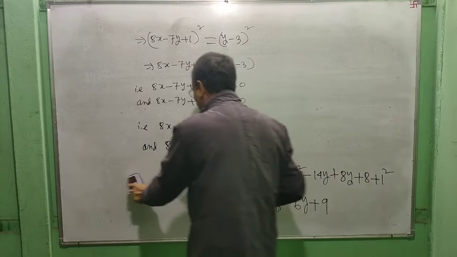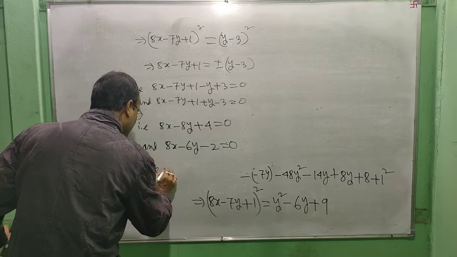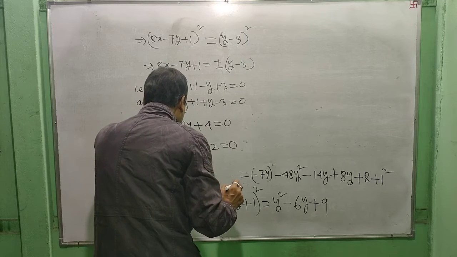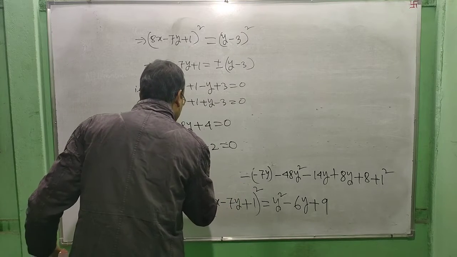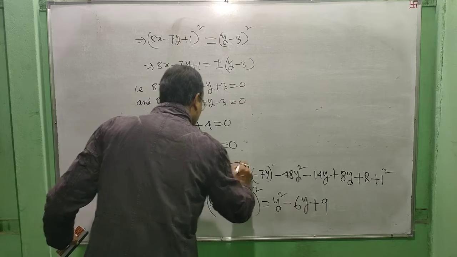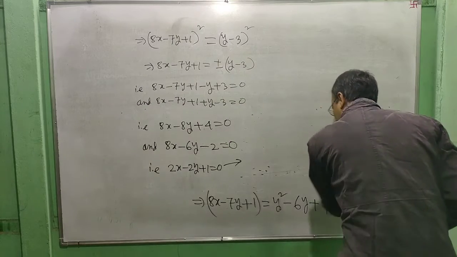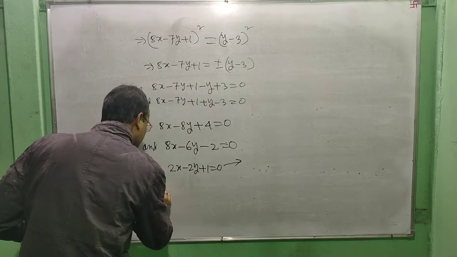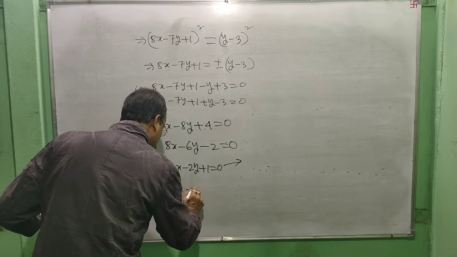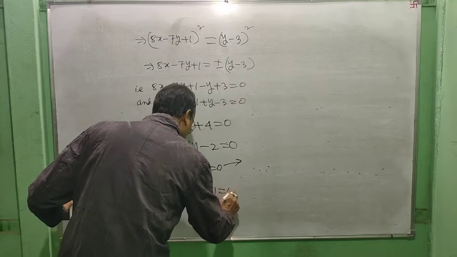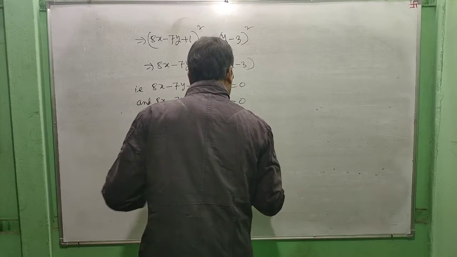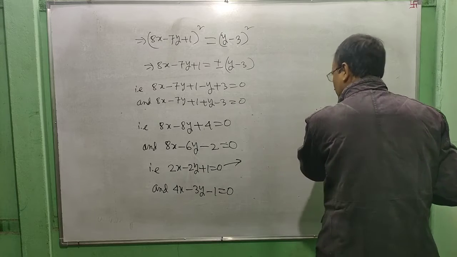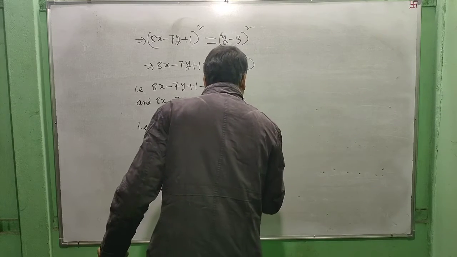That is, twice x minus twice y plus 1 equal to 0 and 4x minus thrice y minus 1 equal to 0. Suppose these are number 2 and number 3.